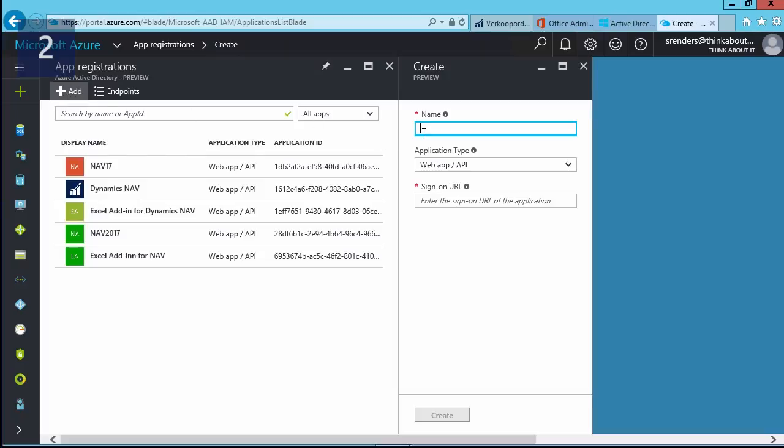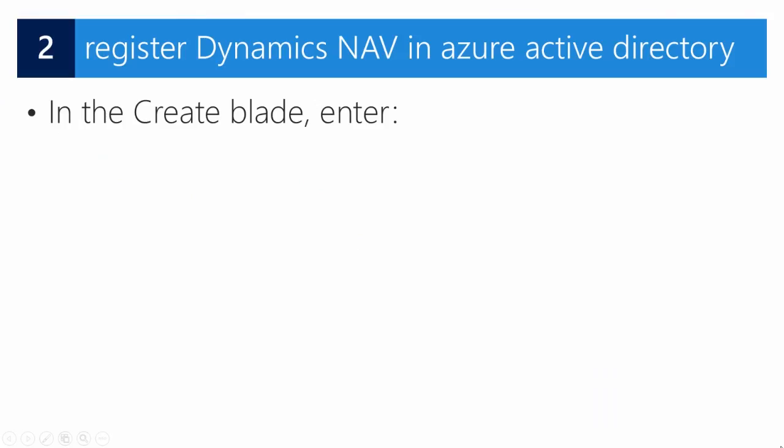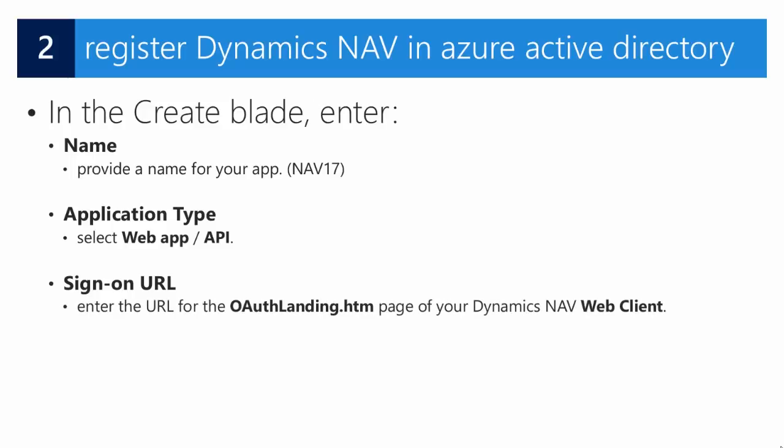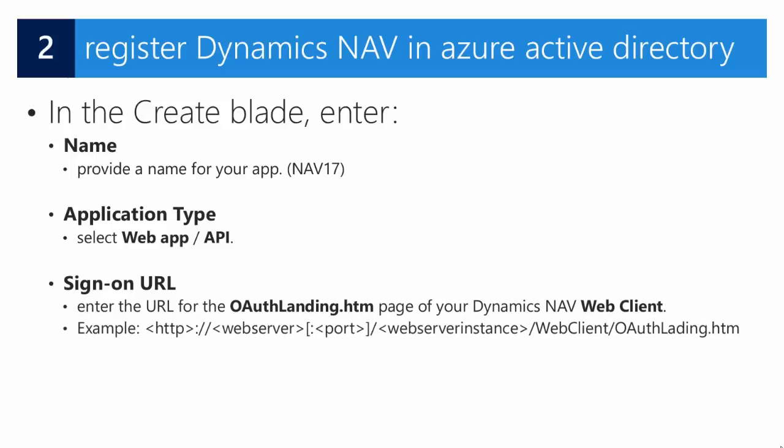And what you then need to provide is some information about the application: name, web API, and a sign-on URL. So in the Create blade, when you create your app, you need to provide a name, which you can choose, an application type, which must be Web App API, and the sign-on URL, which has the following format. It's basically the same URL as the one you use for the web clients, but then you need to add OAuth landing at the end.